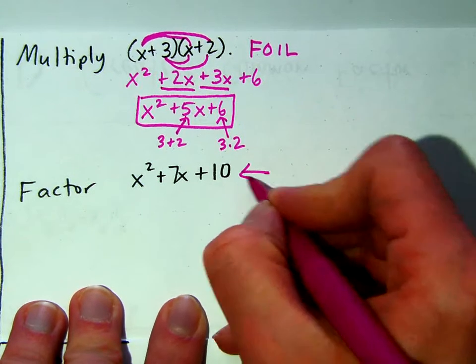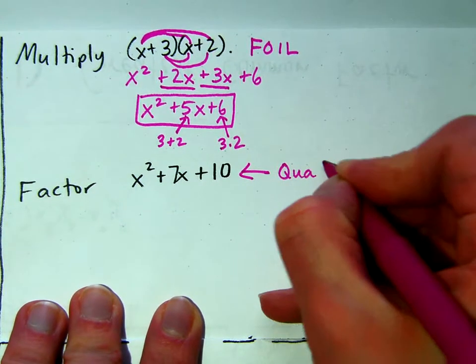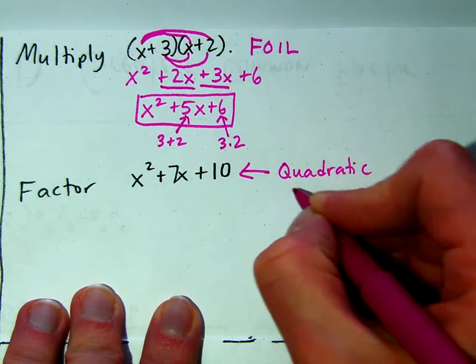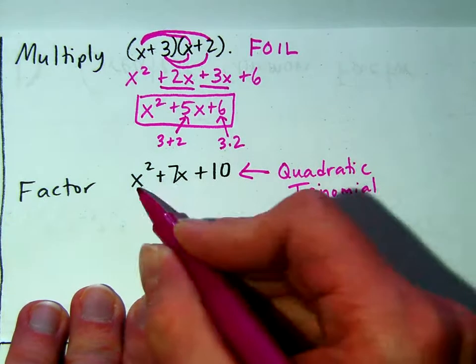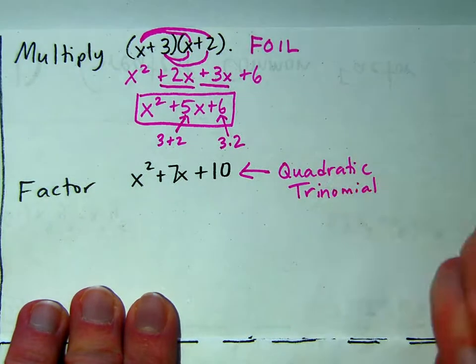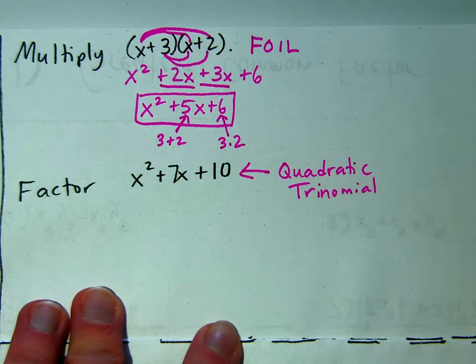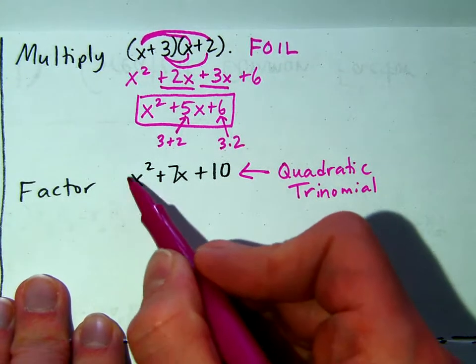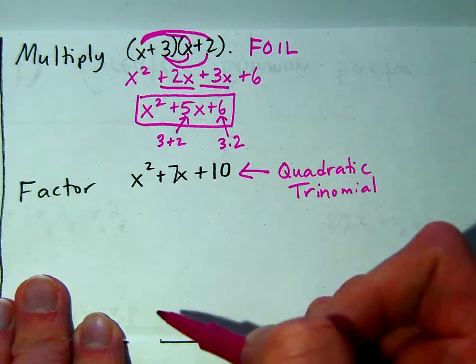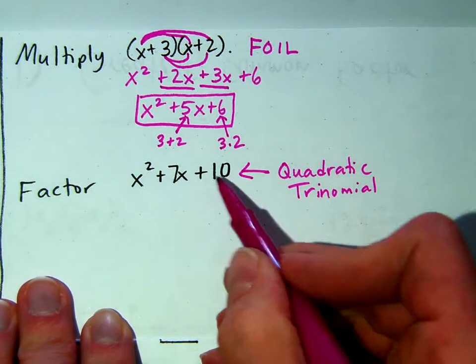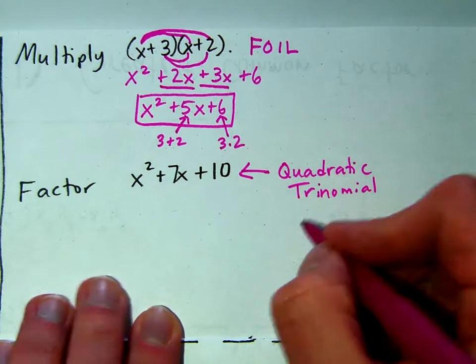So I want to point out that this is a quadratic trinomial. So if you go back to those names that we were doing, there's 3 terms. The highest power of x is 2, so quadratic trinomial. And we also do not have a coefficient in front of the x squared other than 1. It's just 1.